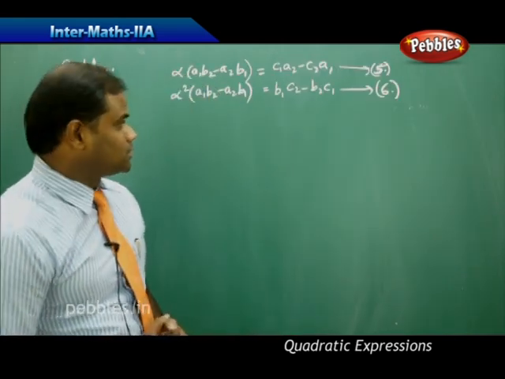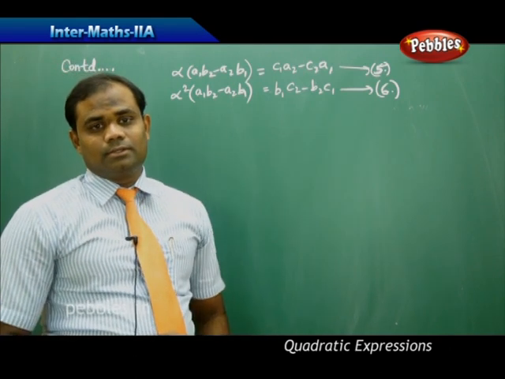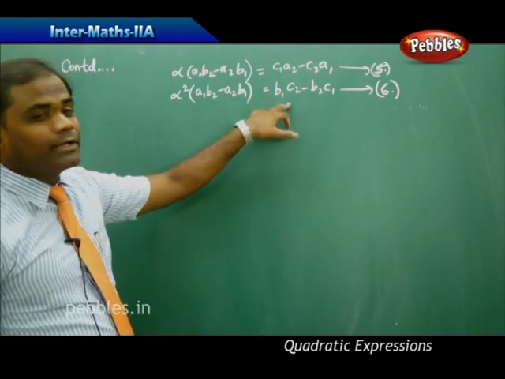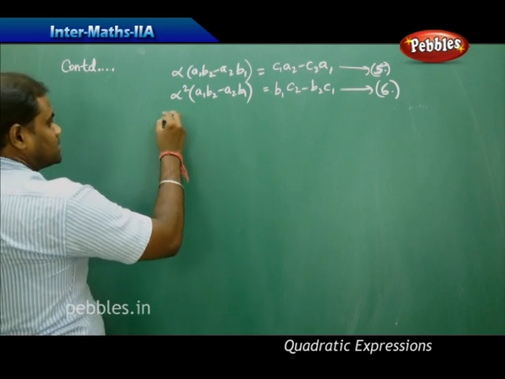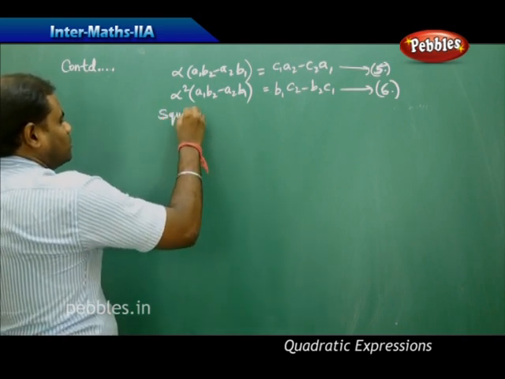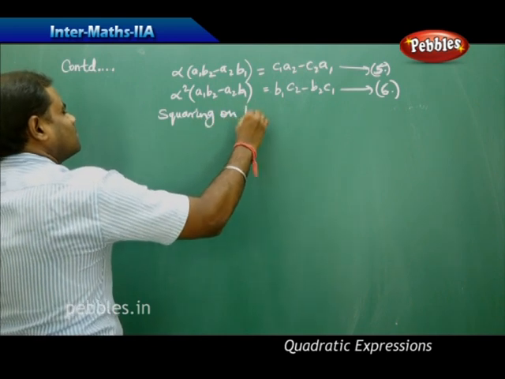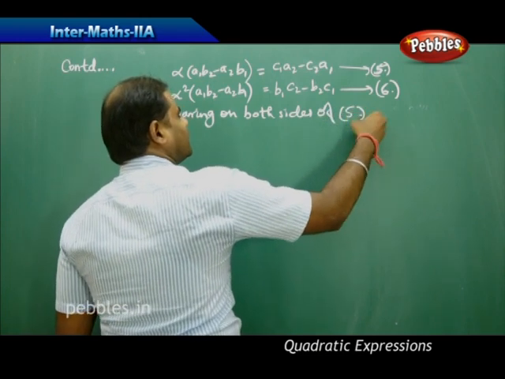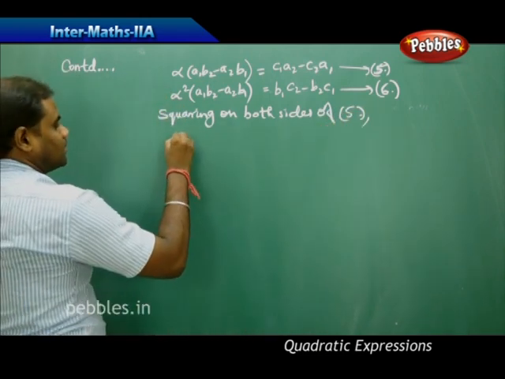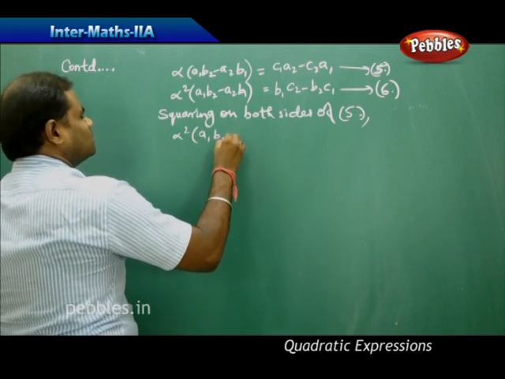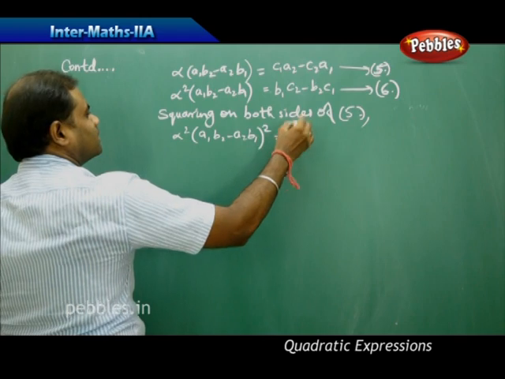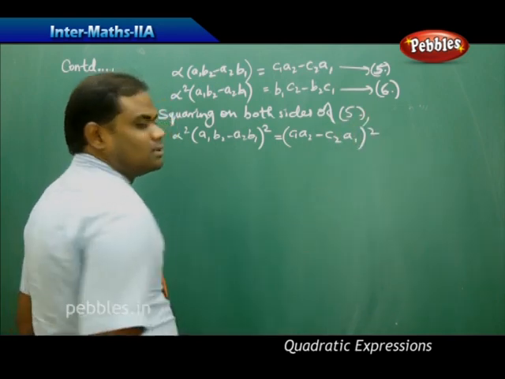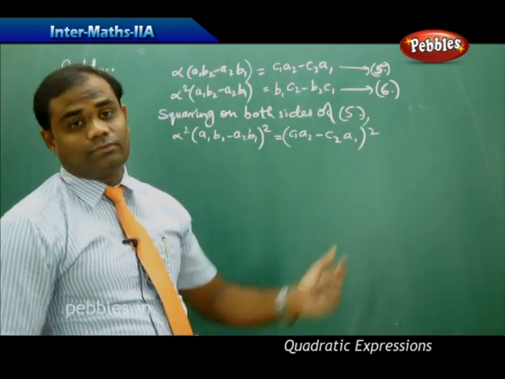Now, these are the two equations which I have obtained from multiplying equations 3 and 4 respectively and then subtracting. So with these two equations, I just take equation 5 and square on both sides of equation 5. I obtain on the left hand side alpha square of a1 b2 minus a2 b1 whole square equals c1 a2 minus c2 a1 whole square. This is clearly when I square on both sides of equation 5.